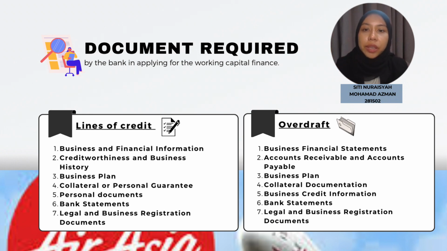Some common documents typically requested when applying for overdraft are: number 1, business financial statement; number 2, bank statement; number 3, account receivable and account payable. This data helps the lender in determining the business liquidity. Number 4, we have the business plan. Number 5, collateral documentation, and number 6 is business credit information. Basically, business credit information will give an overview of Asia's ability to handle its financial responsibilities and repay debts on schedule.